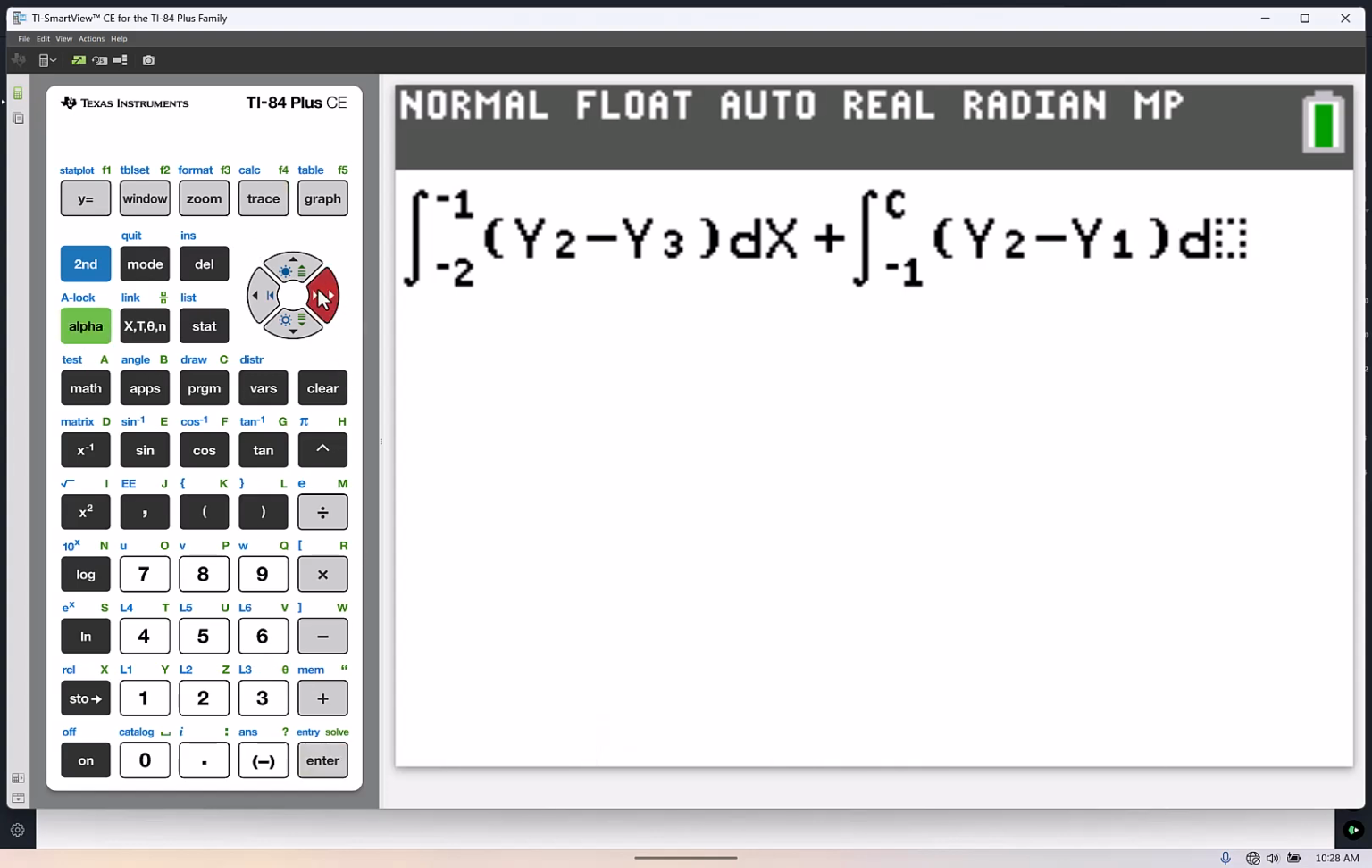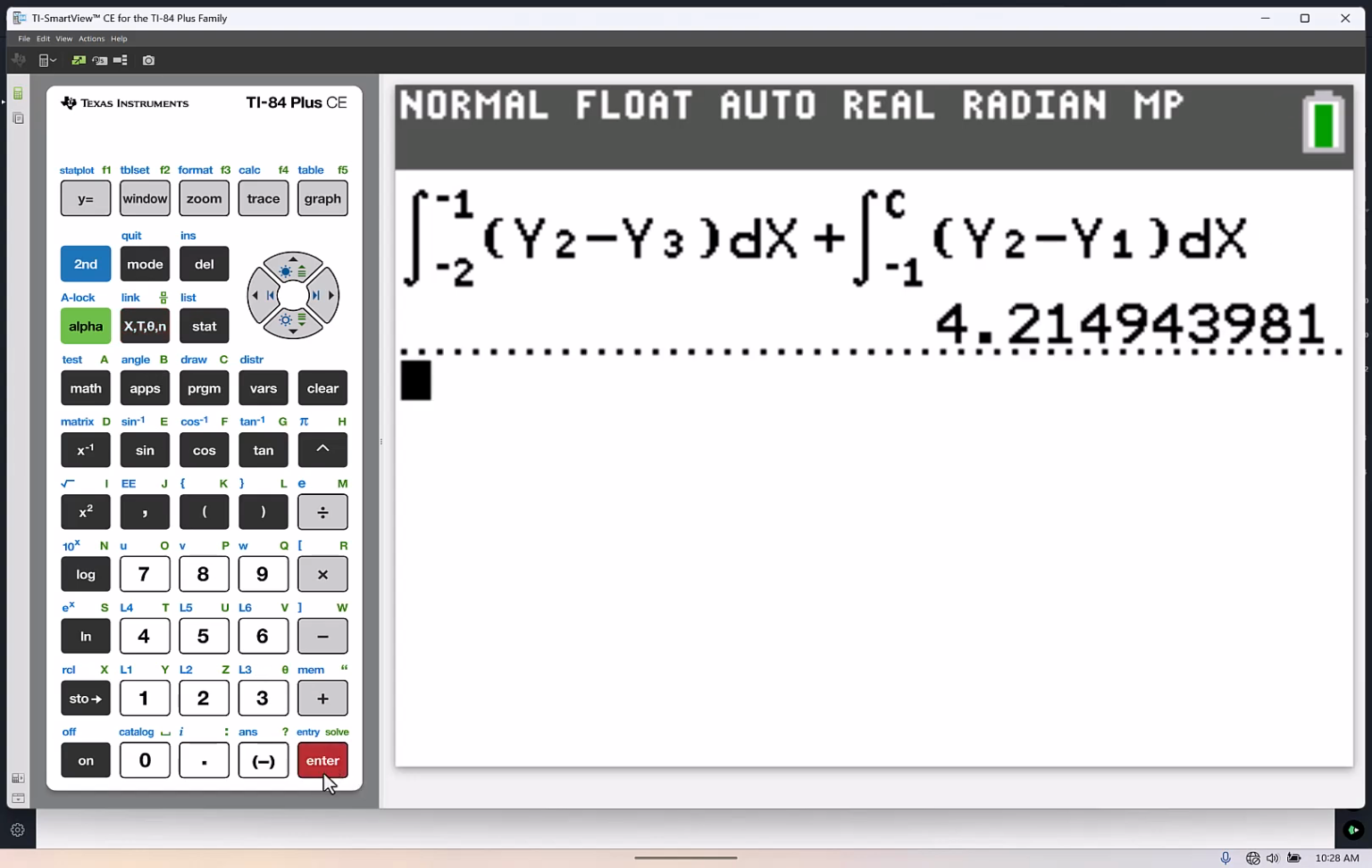If I didn't make any mistakes, which I hope I didn't, here's my answer. Mine's a lot faster than yours. Yours will probably take a little bit. The thick calculators will probably take a bit. 4.21494 is what I got.